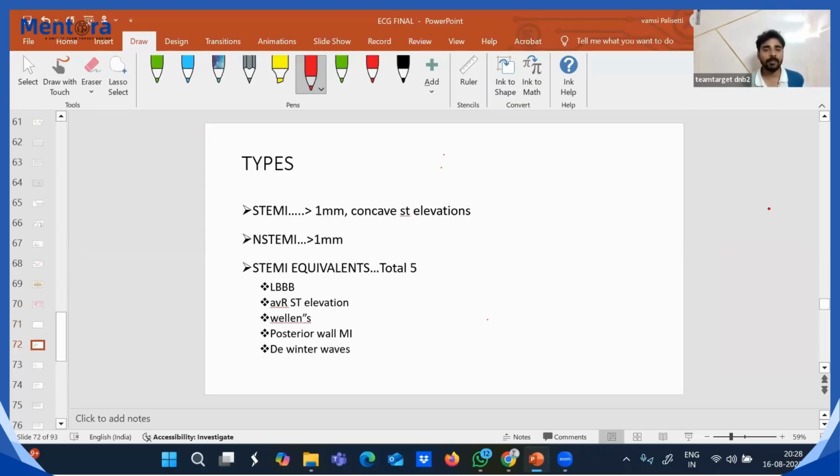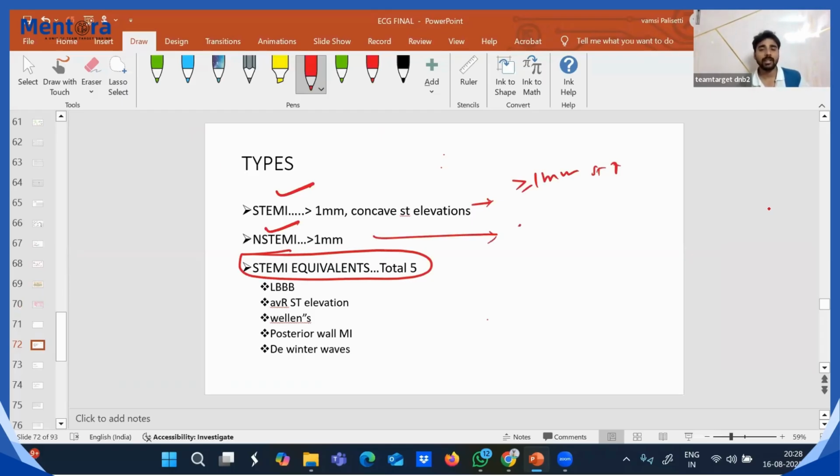Then you go for what type of MI it is, whether it's ST elevated MI, non-ST elevated MI, or STEMI equivalent. Very important again. ST elevation MI is simple: there are ST elevations. Usually more than or equal to 1 mm ST elevation you will call significant. But some exceptions are there, which you don't need to discuss right now. And non-ST elevation means there is ST depression of 1 mm, which we usually consider significant.